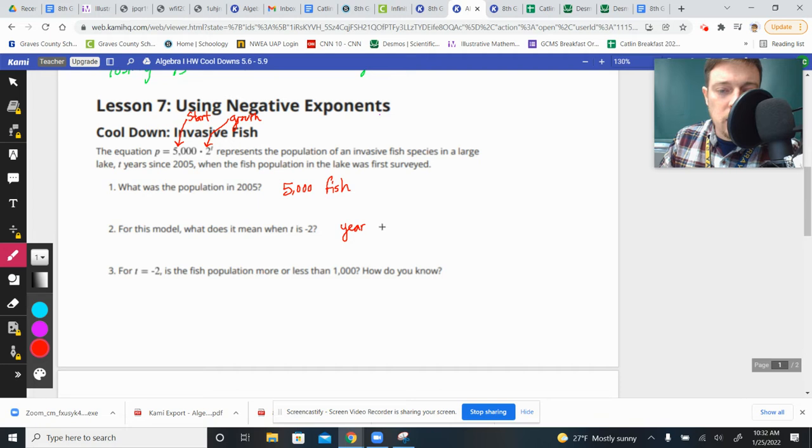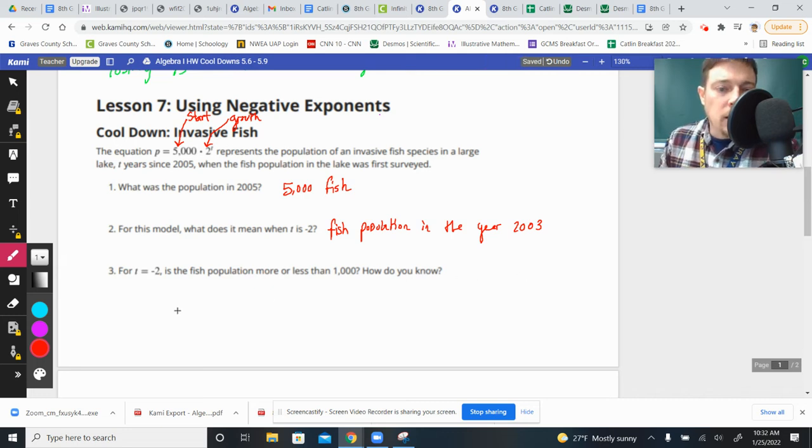Let's rephrase that. It would be the fish population in the year 2003, since 2 years before 2005 would be 2003.